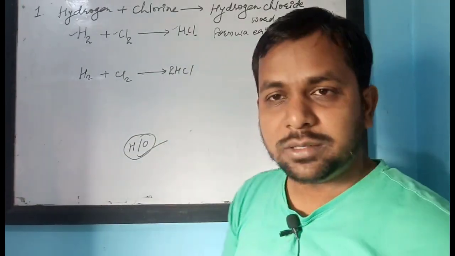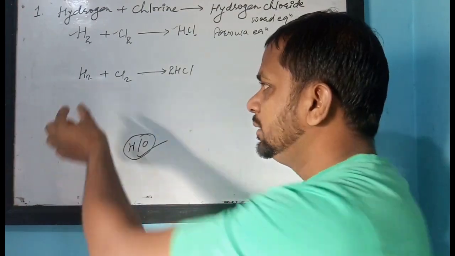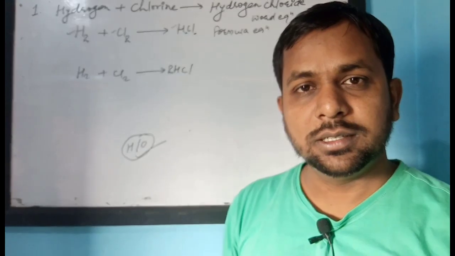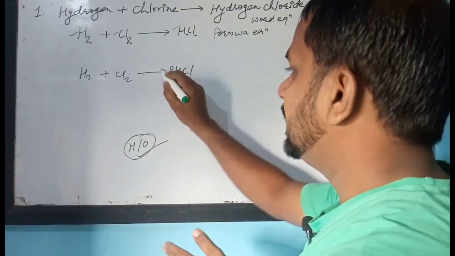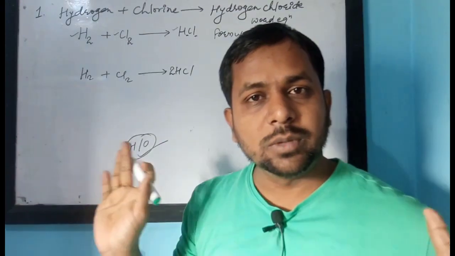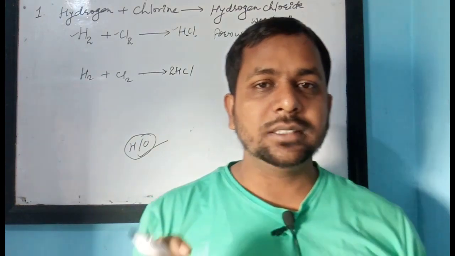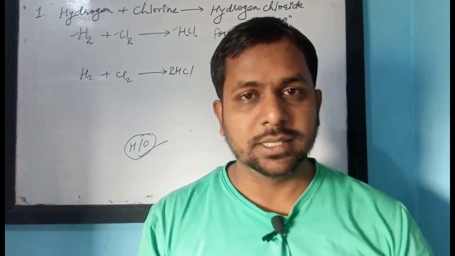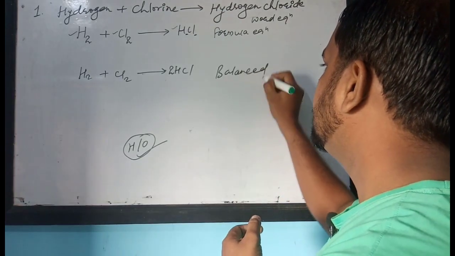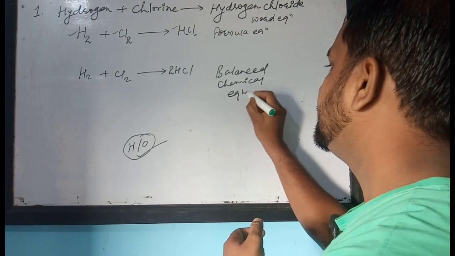Now let us see hydrogen, because hydrogen is balanced at last. Then hydrogen is 2 here, and the hydrogen is also 2 here. Now the atoms on the reactant side and the atoms on the product side are equal. So this reaction is called a balanced chemical reaction, or balanced chemical equation, we can say.